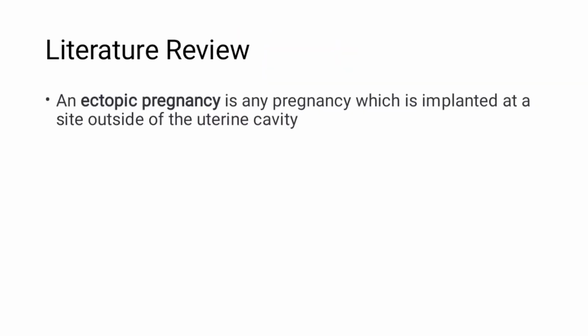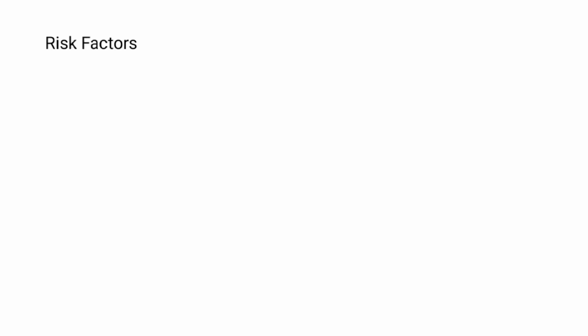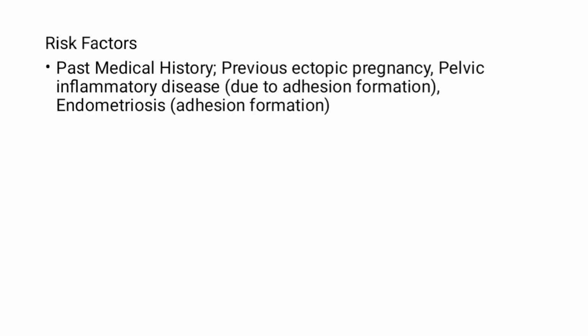Okay. So in terms of literature wise, ectopic pregnancy is any pregnancy that is implanted at a site outside the uterine cavity. So it's an abnormal implantation, outside the uterine cavity. Then in terms of risk factors, we can have past medical history of previous ectopic pregnancy, PID, which is pelvic inflammatory disease, due to adhesion formation. Then endometriosis, also due to adhesion formation.